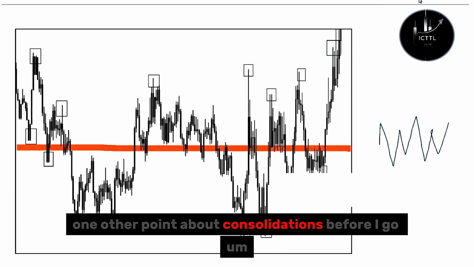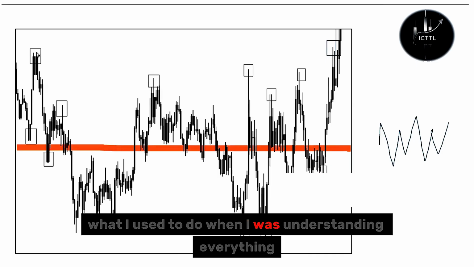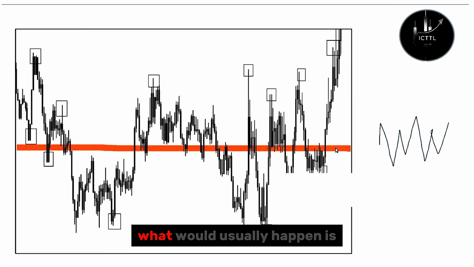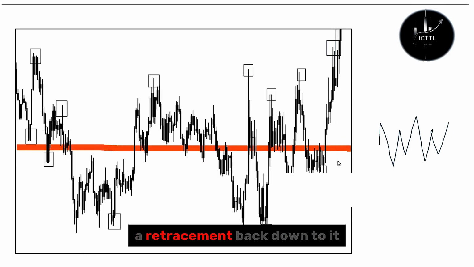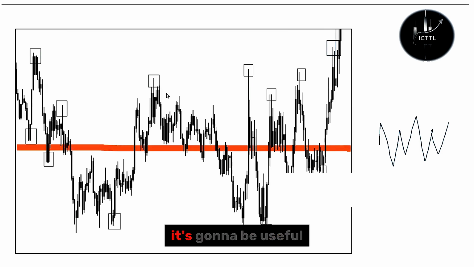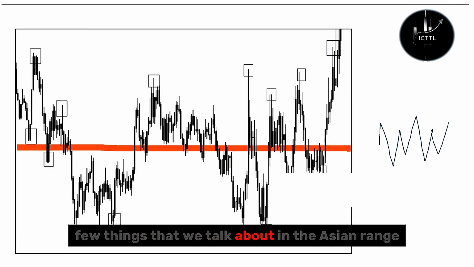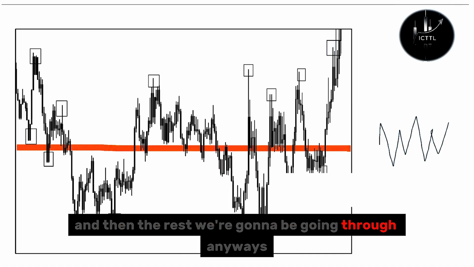One other point about consolidations before I go. When you're in a consolidation, what I used to do when I was understanding everything was I would draw a box of that consolidation and mark out the 50% zone. What will usually happen is once you get a break from this 50% zone, you'll start to see a massive shoot up, and potentially sometimes a retracement back down to it and up. This 50% zone is going to be useful when we talk about time of day as well, and there are a few things that we talk about in the Asian range. So just remember this lesson: mark up the consolidation with a box, and the 50% zone as well. And then the rest we're going to be going through.